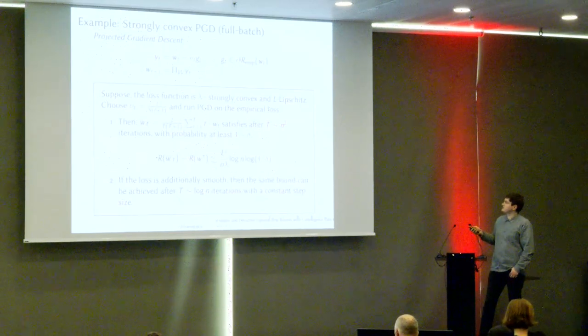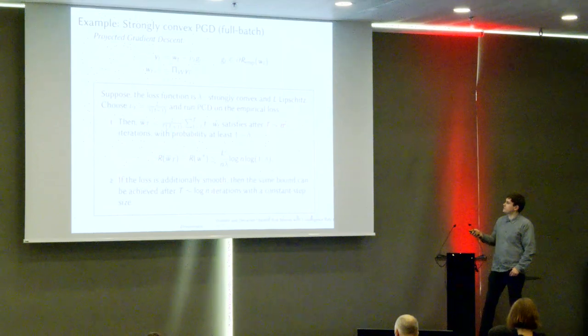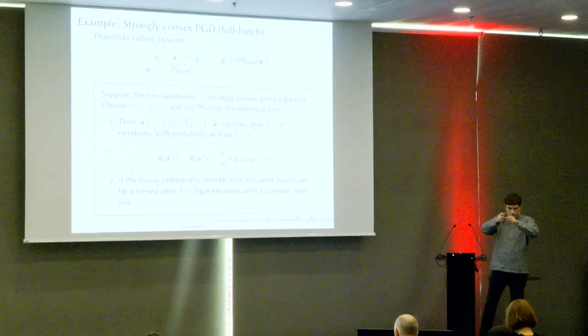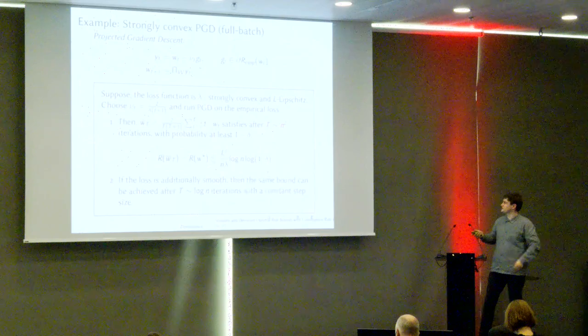And the idea is the following. If I have a loss function that is strongly convex and Lipschitz, and I choose my weights in this PGD according to a certain law, and run projected gradient descent on the empirical loss, without any batching, etc.